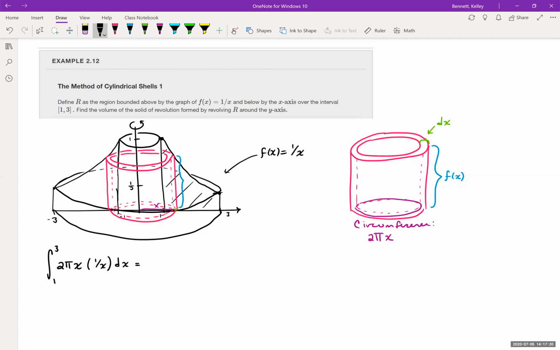Now I'm going to simplify the integrand. I should get 2 pi dx, and this is another really nice, simple integration. So I just get 2 pi x, and I evaluate it from 1 to 3. This is going to leave me with 4 pi.